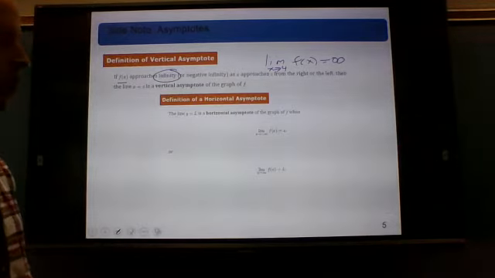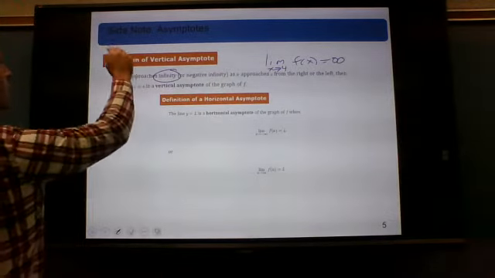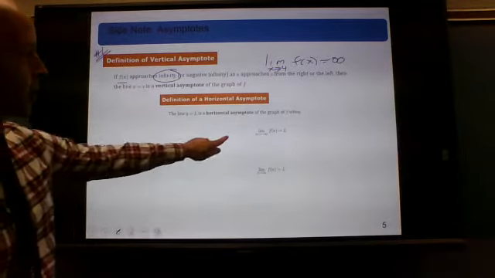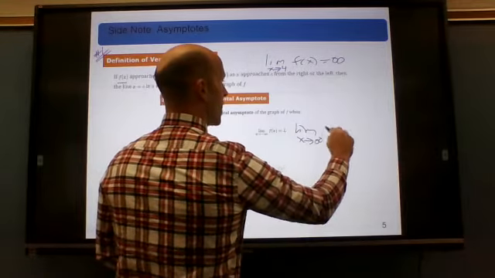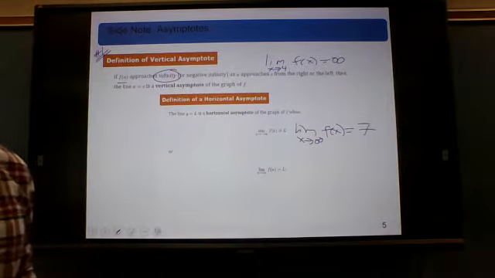If I'm interested in horizontal asymptotes, by the way, this is all in chapter number 1. It turns out if the limit as x goes to infinity of the function is equal to, let's say, 7, that will give us a horizontal asymptote.